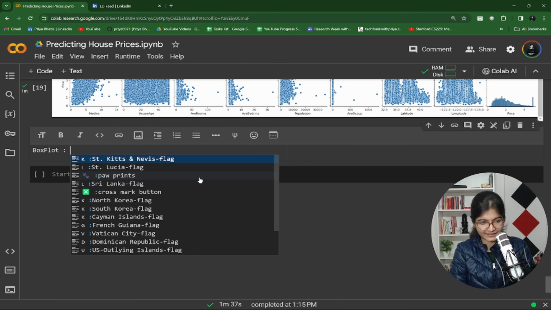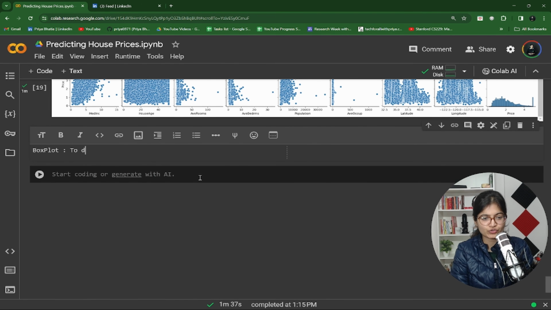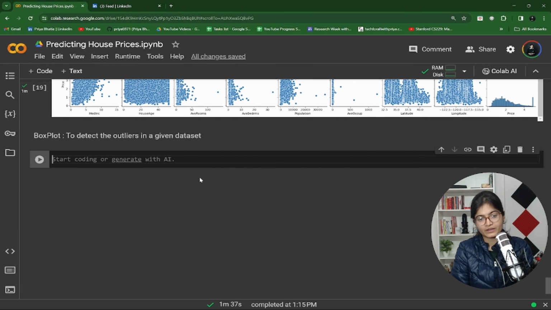Again, it's a concept in statistics which is basically used to detect outliers in a given data set. So how will we do that? You can define figure and axis, ax, by calling plt.subplots, and here you can define the figure size, like how big you want the box plot to be. Maybe I want 15 comma 15.